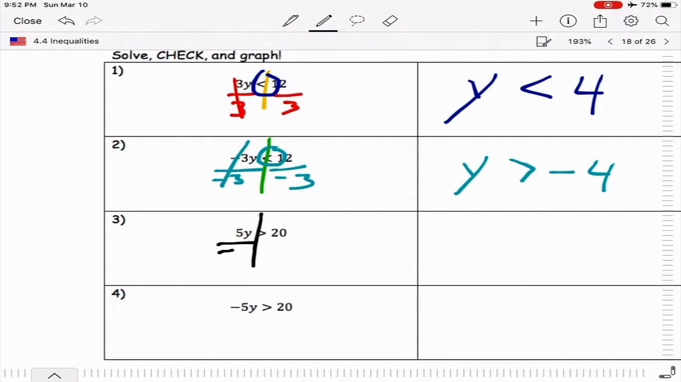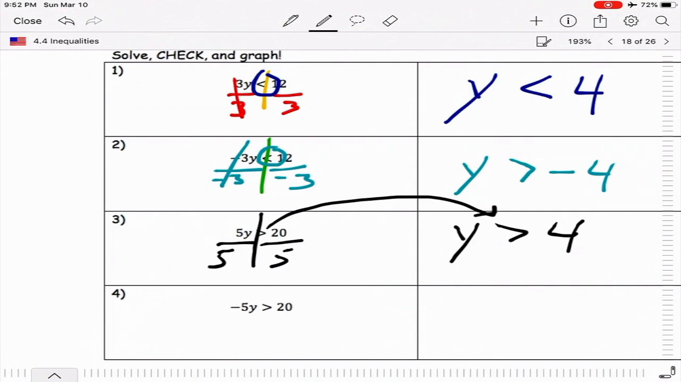And once again, I divide by 5, I divide by 5. What I have in black is a positive number. I do not flip the inequality. Answer is y is greater than 4. Notice how the inequality is exactly the way it was originally, because what I divided by was a positive number.